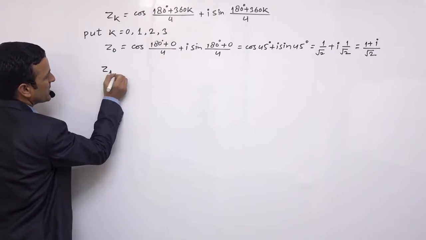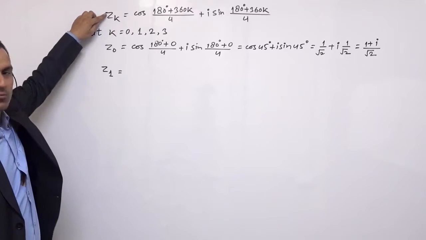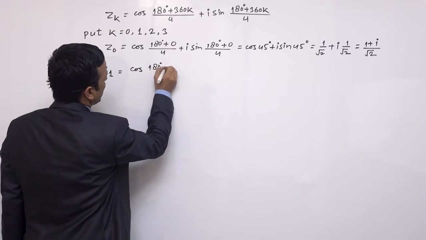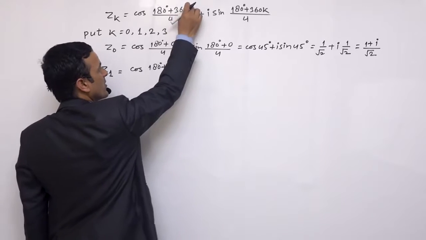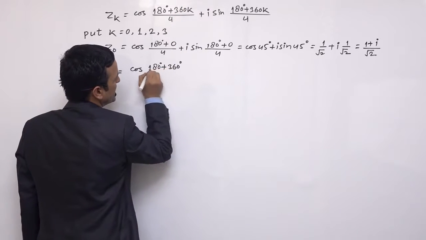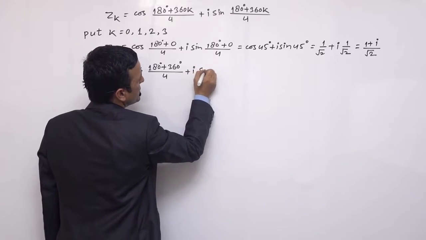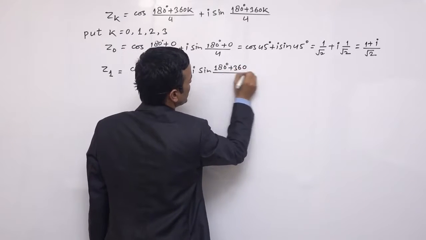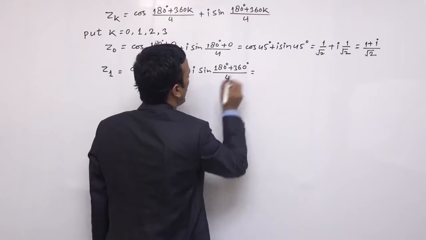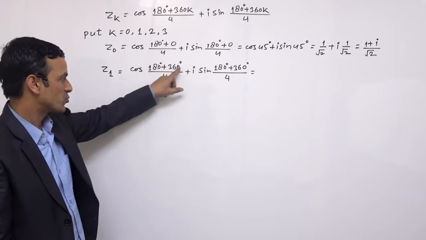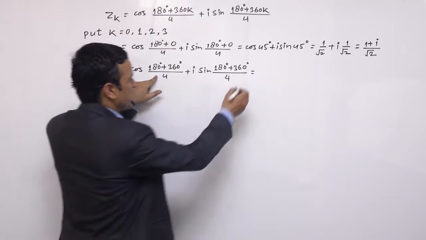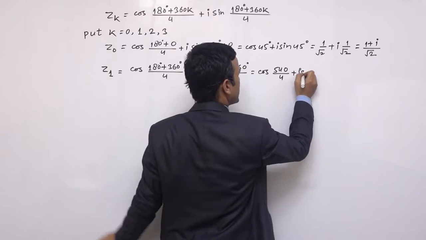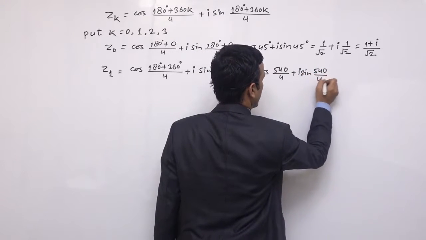Similarly, if we put the value of k is 1, then this term will be z1. So write down the value of k. In the place of k, if you put the value of 1, then it will be cos 360 degree divided by 4 into sin 180 plus 360 into 1, which means 360 divided by 4. So if we add these two terms, then we get 540 divided by 4 plus i sin 540 divided by 4.